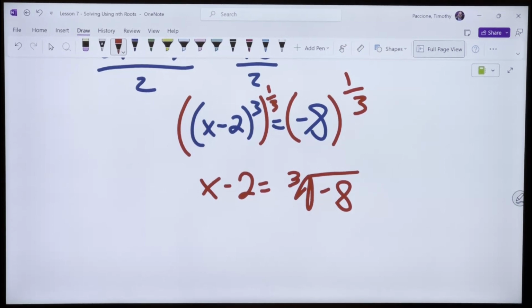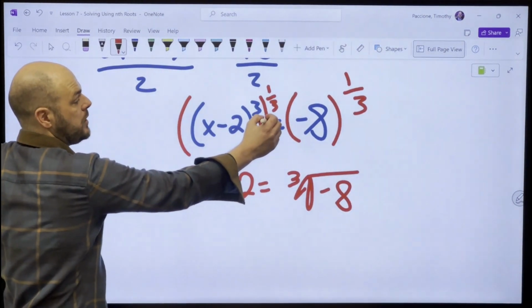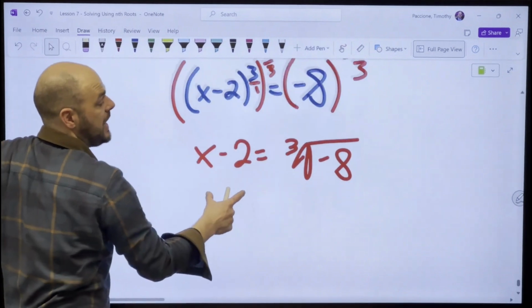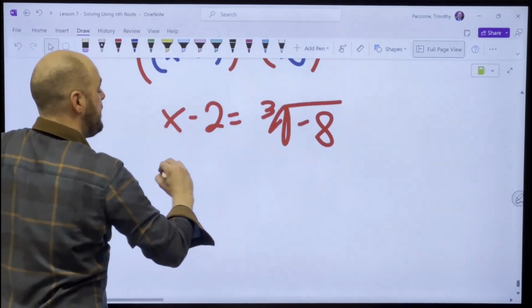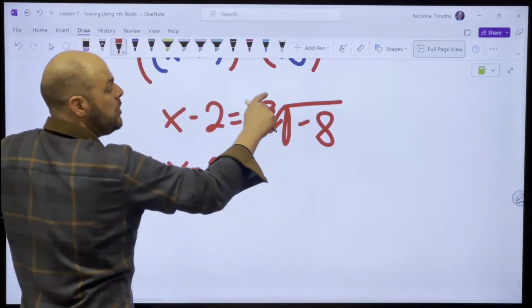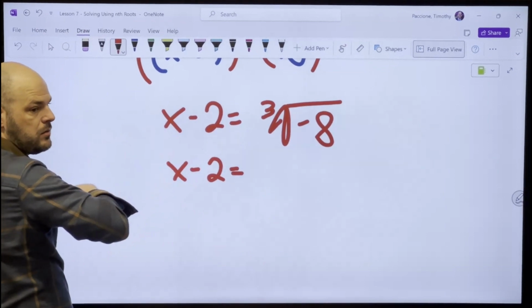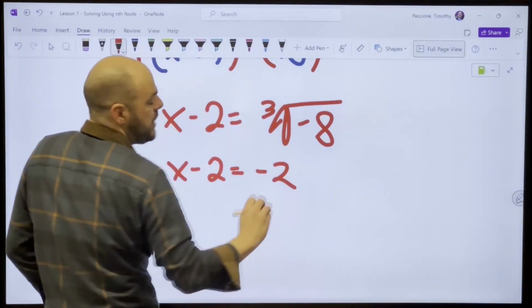Question. I put down 3 over 1, and I got the same answer. Well, we're not done yet. What do you mean you got the same answer? So 1 over 3 is what would counteract 3 over 1. So you need to do 1 over 3 on both sides, and that gives you the third root. And then you have x minus 2 equals what? This is the third root of negative 8. So what times itself 3 times gives you negative 8? Negative 2. And you can do that.